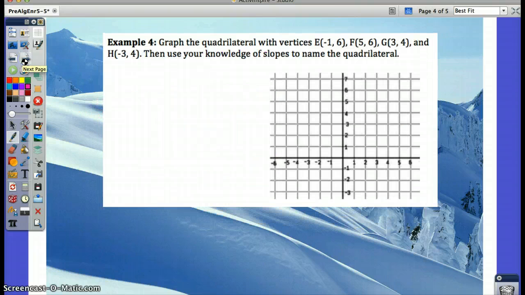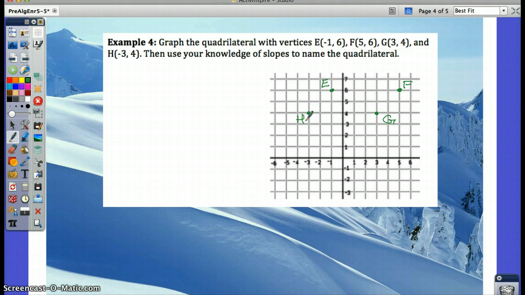Last example then, we can use this idea of slopes to classify, or to name, the polygons that we saw yesterday, the special quadrilaterals. So a quadrilateral has the vertices E, F, G, H. Use your knowledge of slopes to name it. So let's graph this first. (-1, 6) would be point E. (5, 6) is F. (3, 4) is G. And (-3, 4) is H.